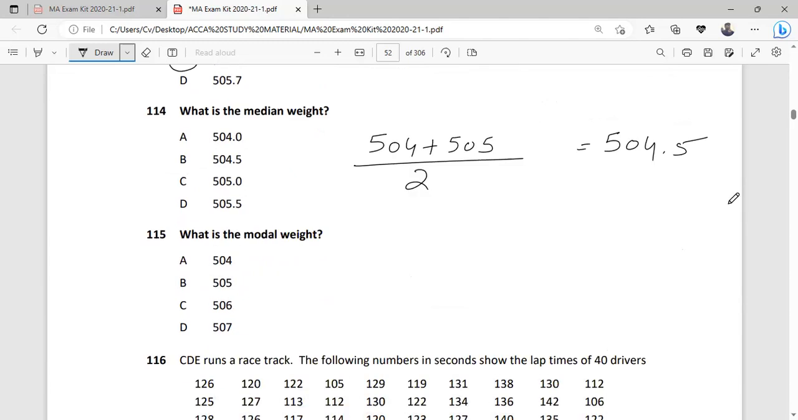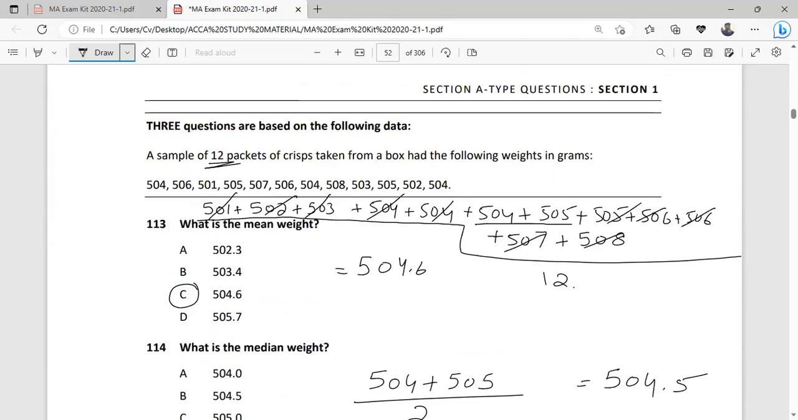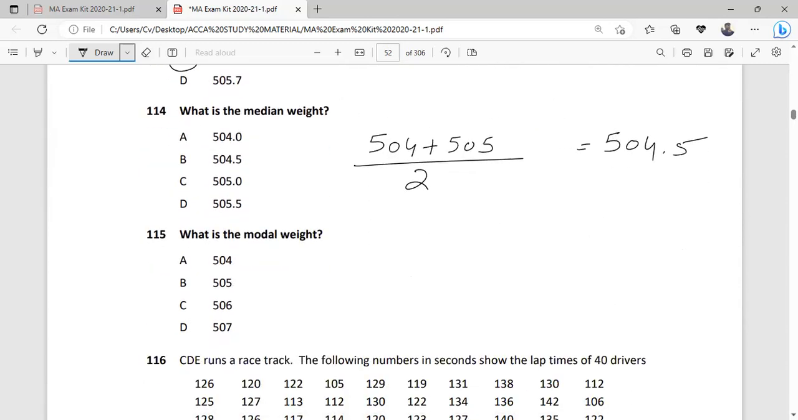What is the modal weight? Mode means more repeated, more than one time, or more than two, more than three. 504 is repeated here thrice, 505 twice, and 506 twice. So 504 is the mode or modal value.